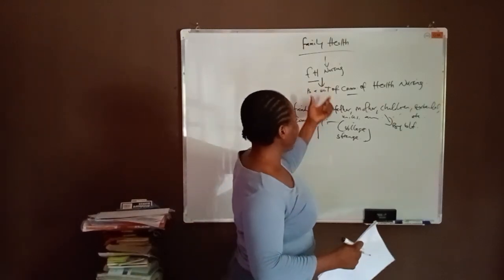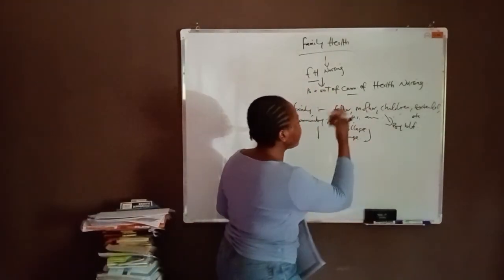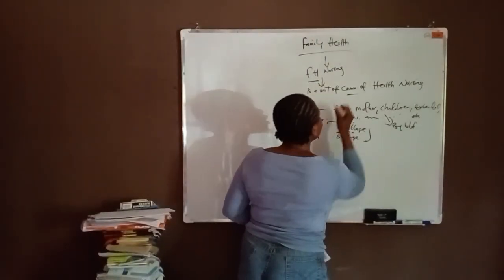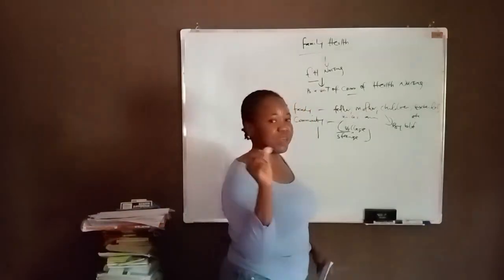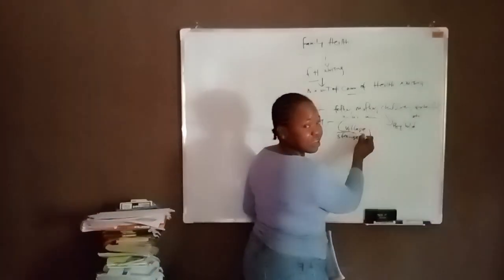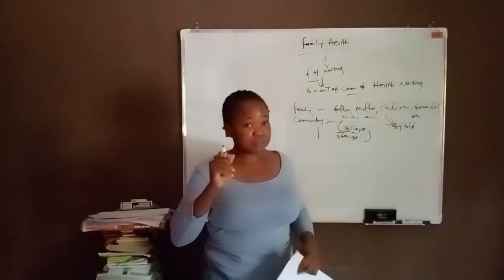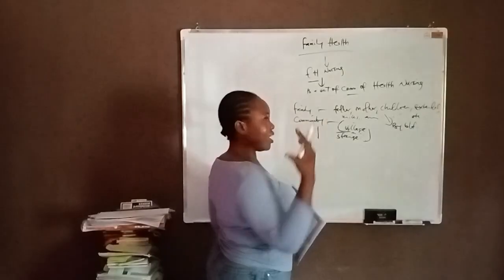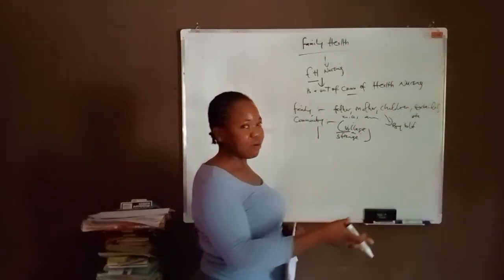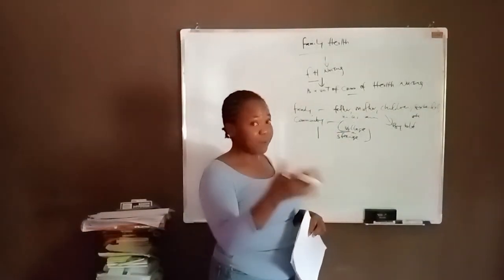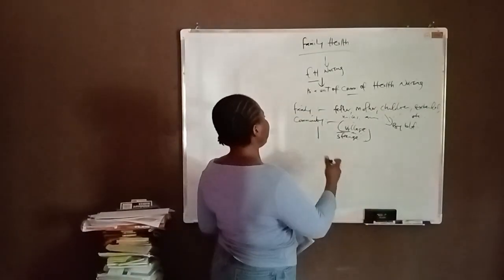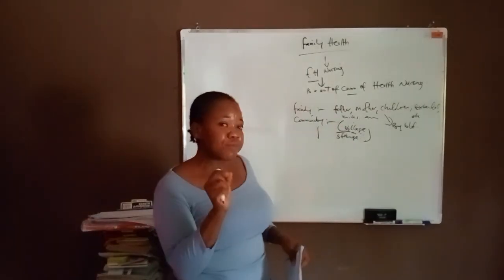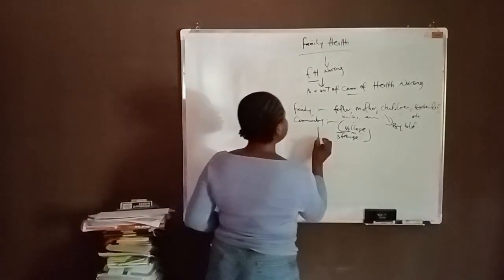So now we say that family is a unit, meaning family comes out of this community. Family is a unit because you will find this family here, blood related, they're also here. That is something you can use to remember it. In the community, there's family, and there are other people who are not related by blood. So family here is a unit of community health nursing.